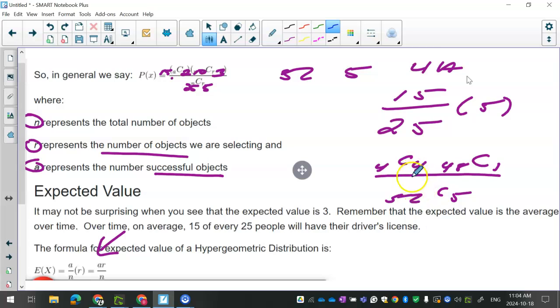What's the expected value of the number of aces? Okay. So 4 out of 52 cards are aces. That's my A, the number of successful objects. 52 is the N, which is the total number of objects, and I'd multiply that by 5, which is the number of cards I'm selecting. So you would go ahead and figure out what that is, and that's your expected number of aces, which is less than 1. Okay, so that's how you use the equations.